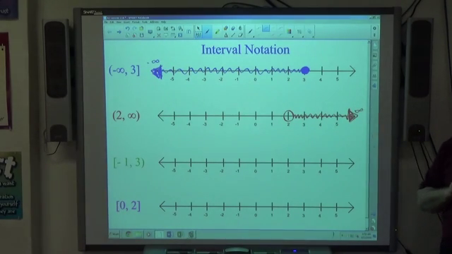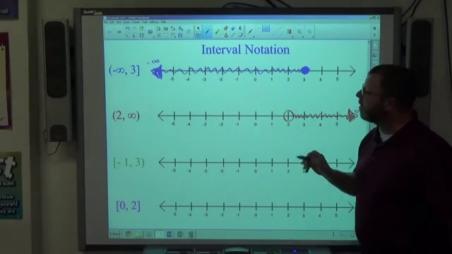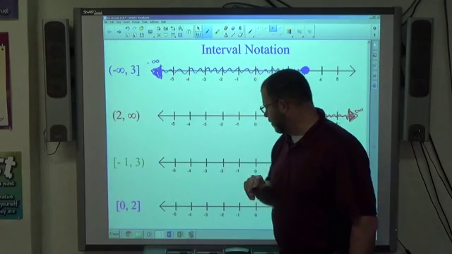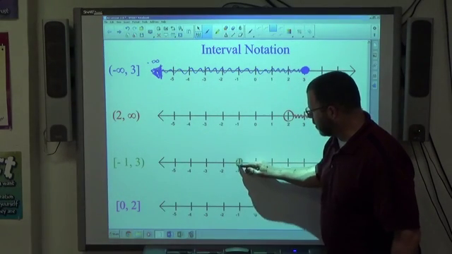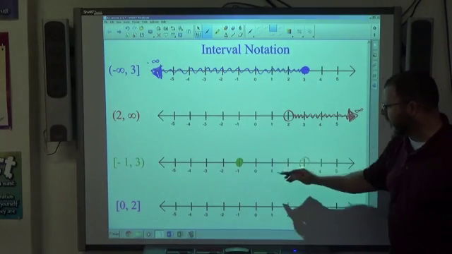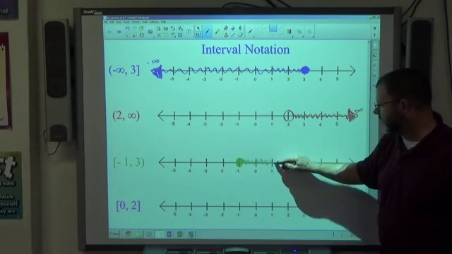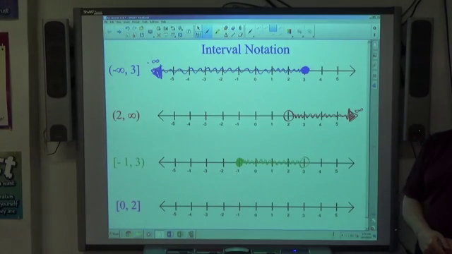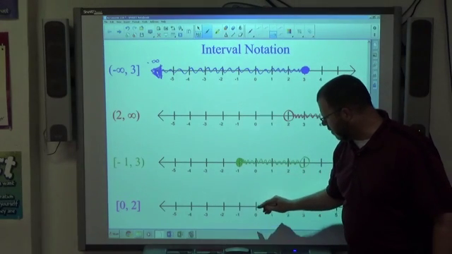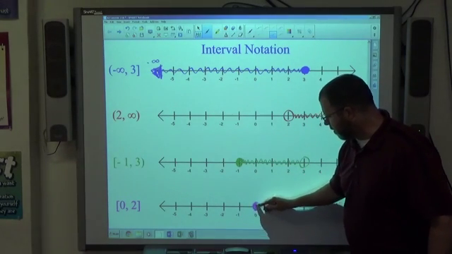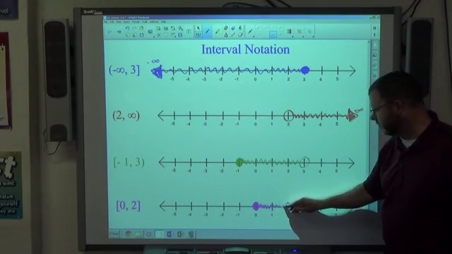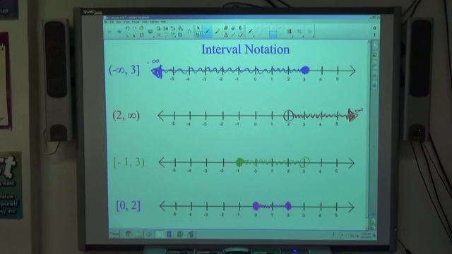Okay. If there's no infinity involved, there's just from number to number, negative 1 bracket to 3 parentheses. Negative 1 bracket means that we're going to put a closed circle at negative 1. Parentheses on 3 means we put an open circle at 3, and I shade between, like so. Bracket 0 to bracket 2 means closed circle on 0, closed circle on 2, shade in between. All right? And that's all that all means.